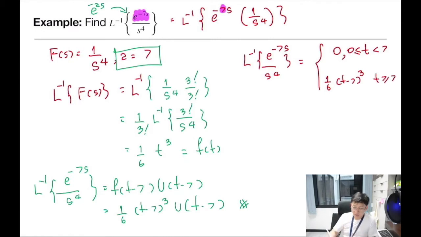Guys, you remember this function, right? This function is 1 when t is bigger or equal to this value, which is 7, and it's 0 otherwise. It's a unit step function. If you don't remember, go back to part 2 of the second section.